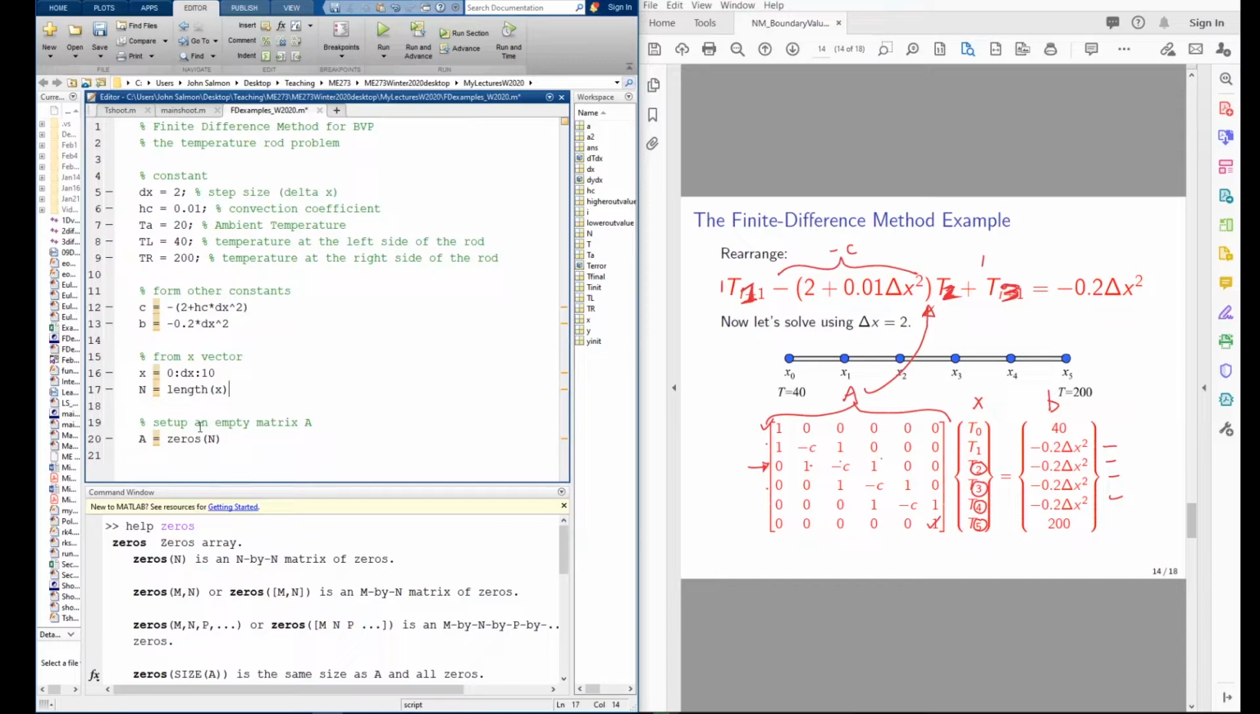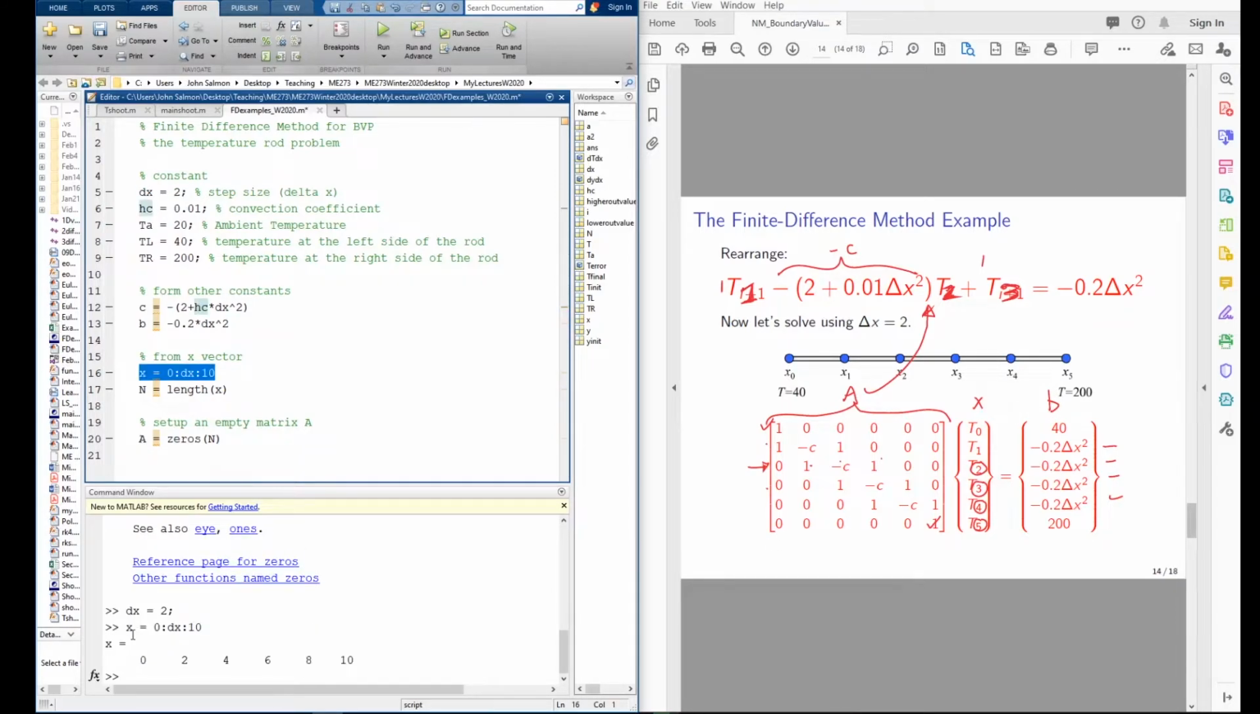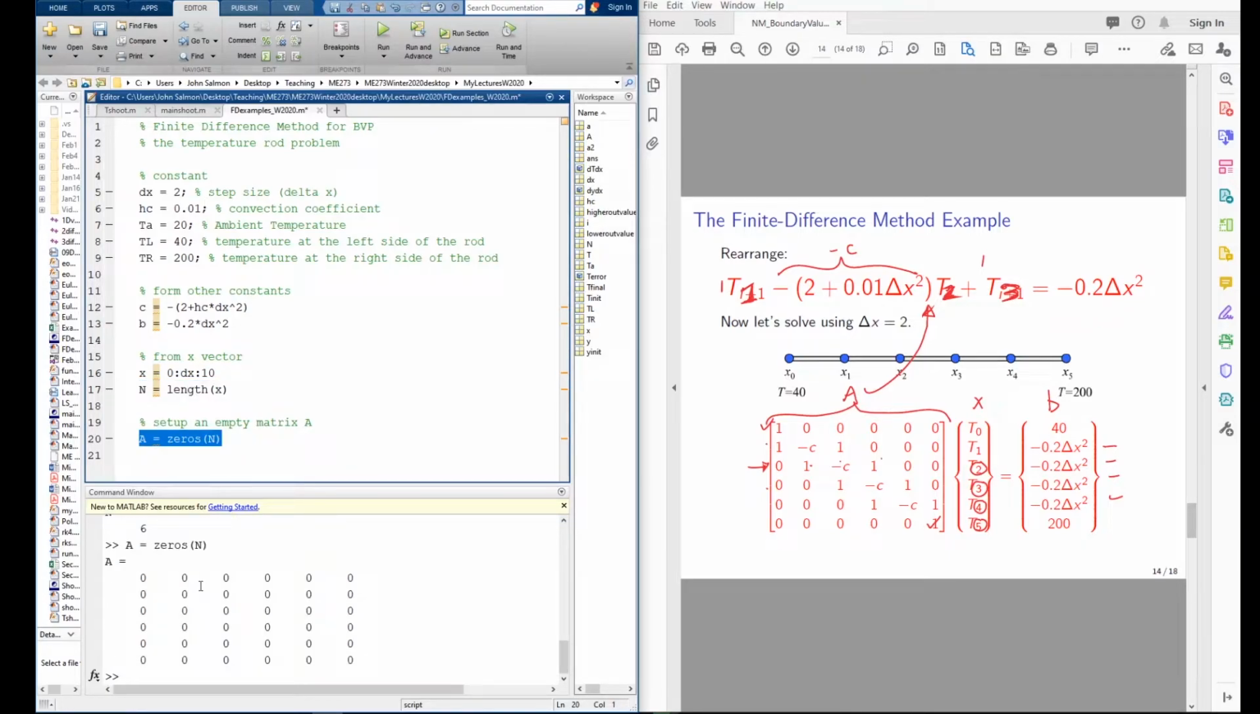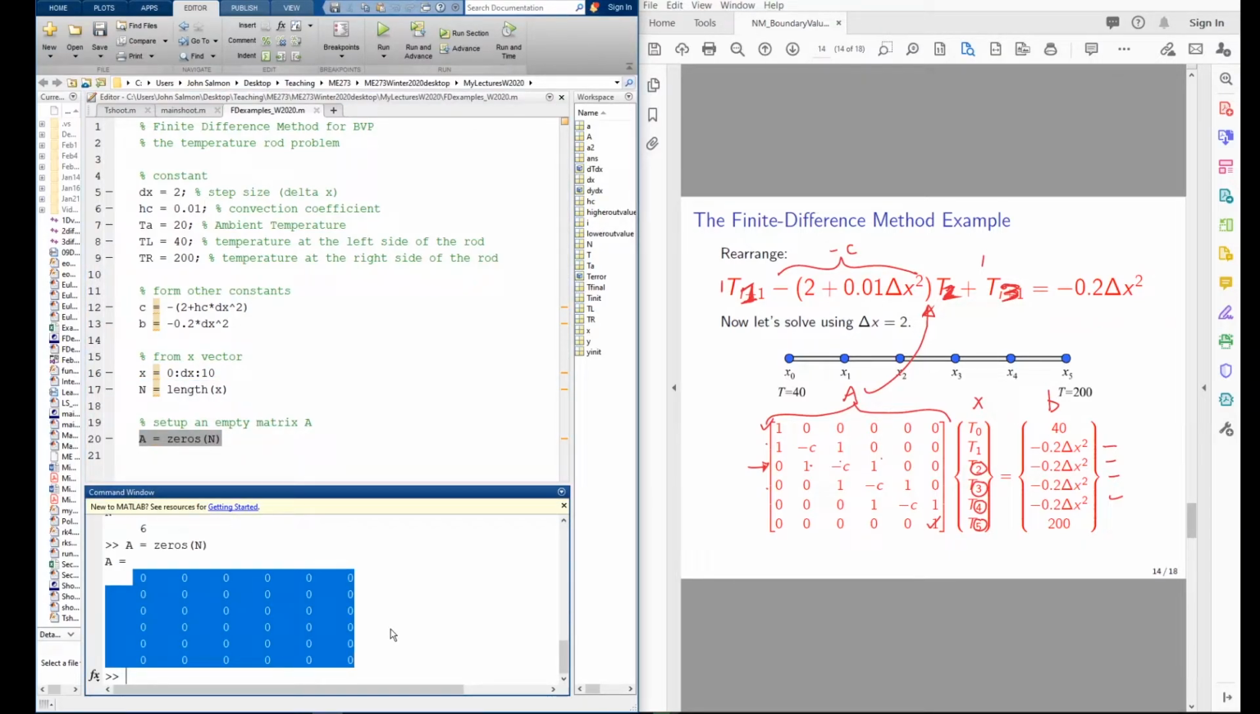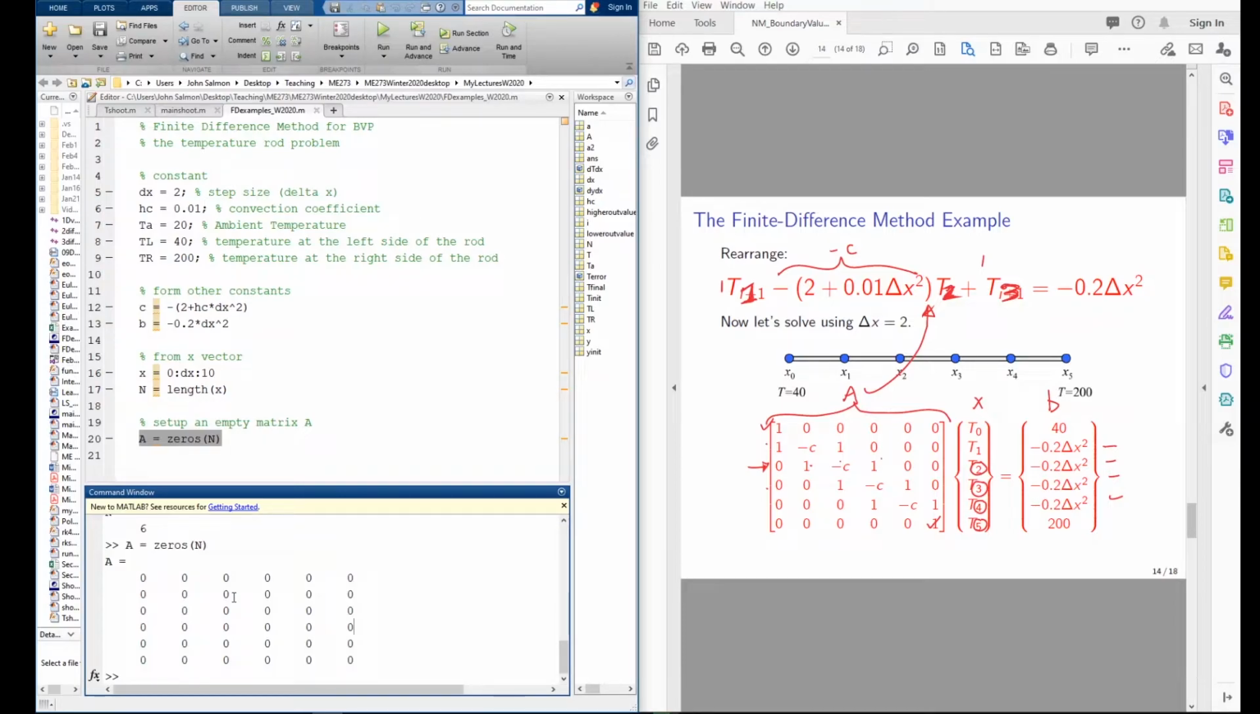All right, so now we've got our n size, and of course, if dx is equal to 2 right here, then we know that we're going to have 6 elements inside of the x vector, which means n is equal to 6, which means we're going to have a 6 by 6 empty matrix right here, a whole bunch of zeros. And in fact, we can come in here and define these. There's our x, here's our length, and then here's our A matrix, which is all zeros, ready to be replaced with all these ones and these minus C's.